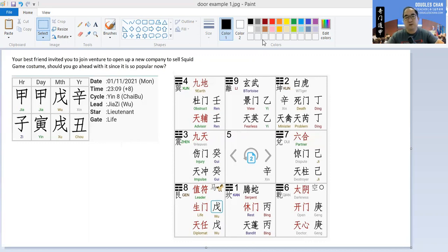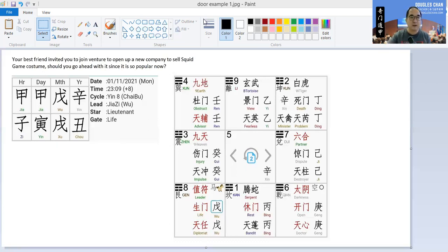In this case, we plotted this chart for around 2021, November the 1st, 11 p.m. This particular Qimen Dunjia chart is telling us the potential of this venture, and whether it is likely going to be profitable. We'll go step by step in the case study to see what we can see from this chart. This chart is very interesting because it is called a Fuyin chart.